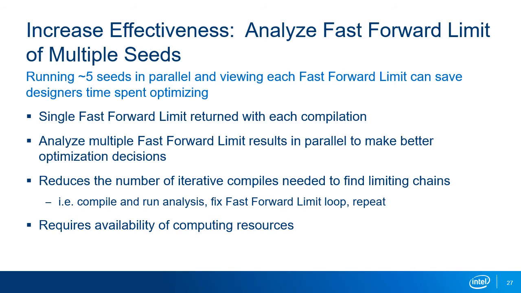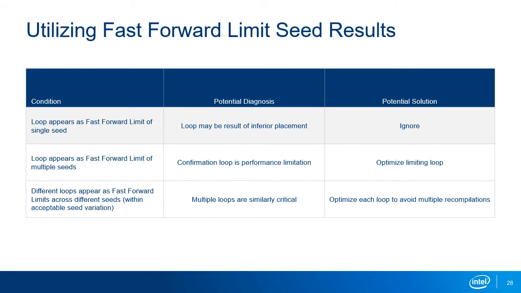So by running multiple compiles, you can gain a better picture of how to proceed with your optimizations and potentially reduce the overall time spent optimizing. Of course, running multiple compiles in parallel requires that you have the computing resources necessary to do this, such as an available server farm. So how does this work?